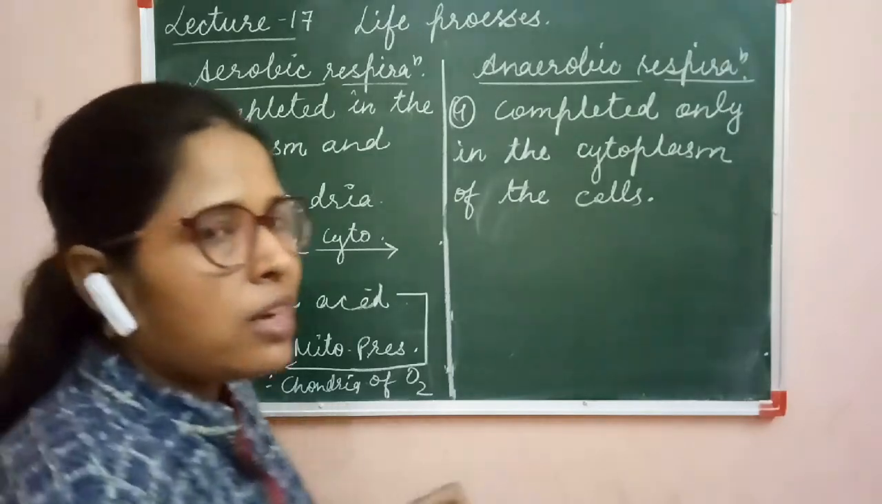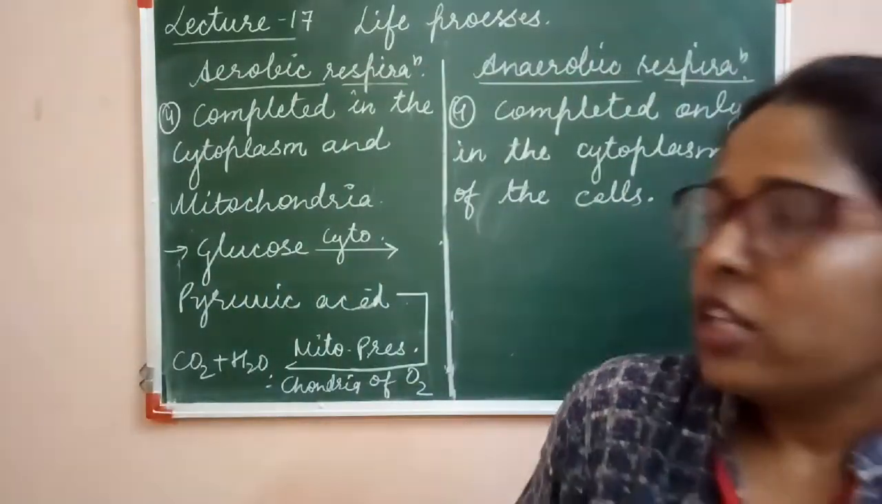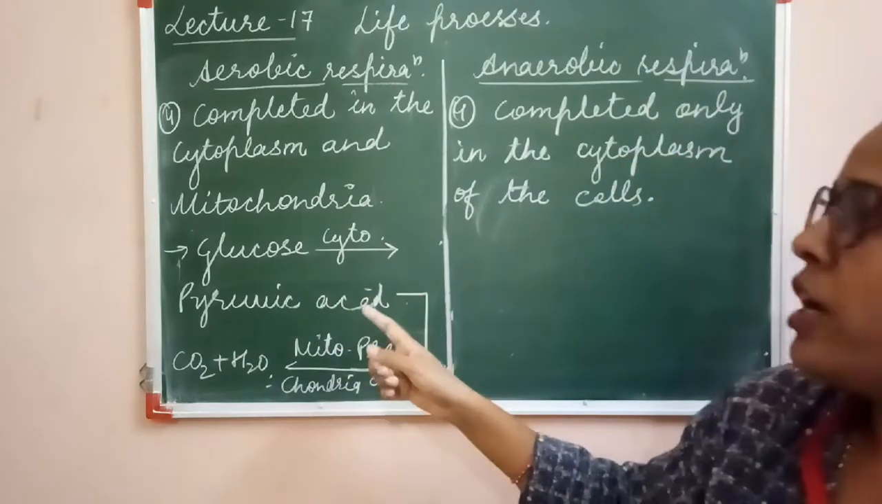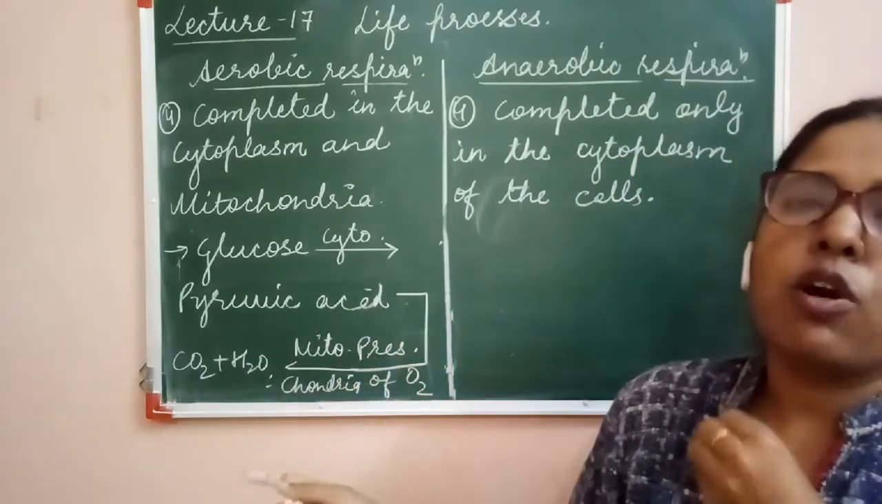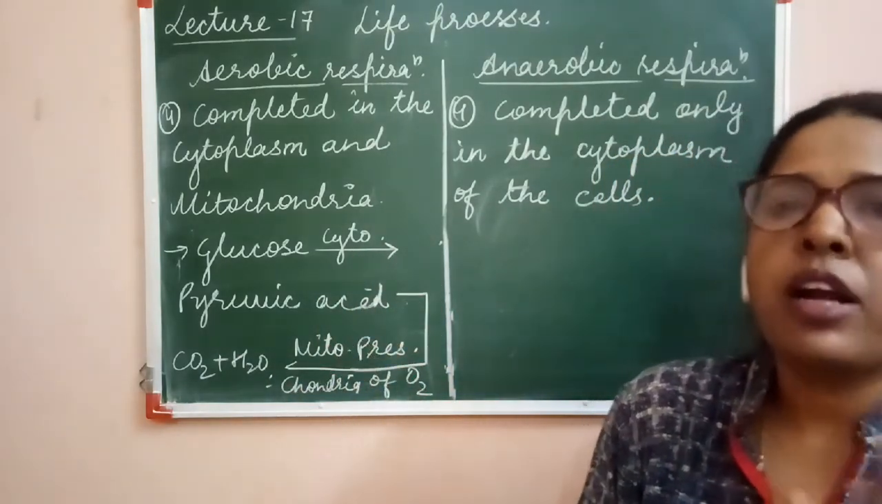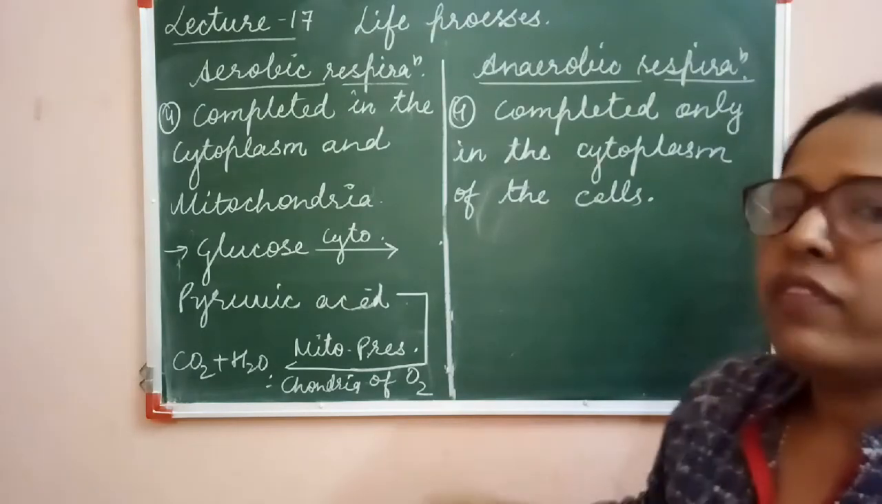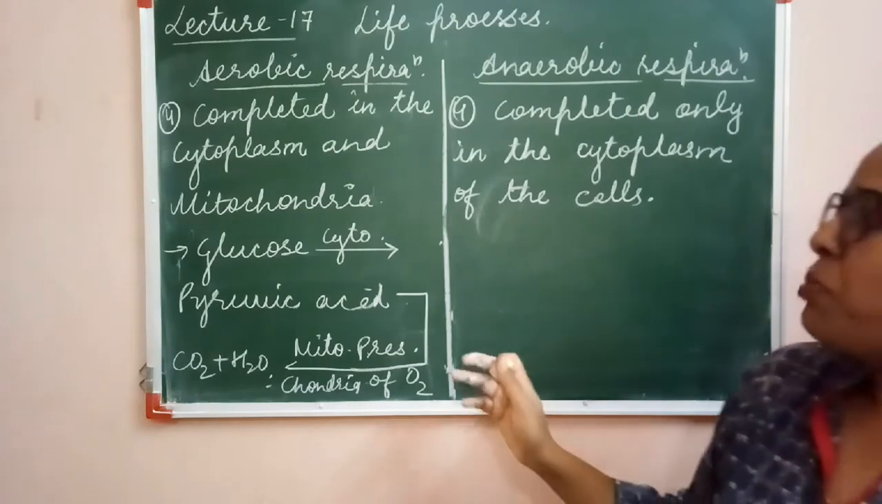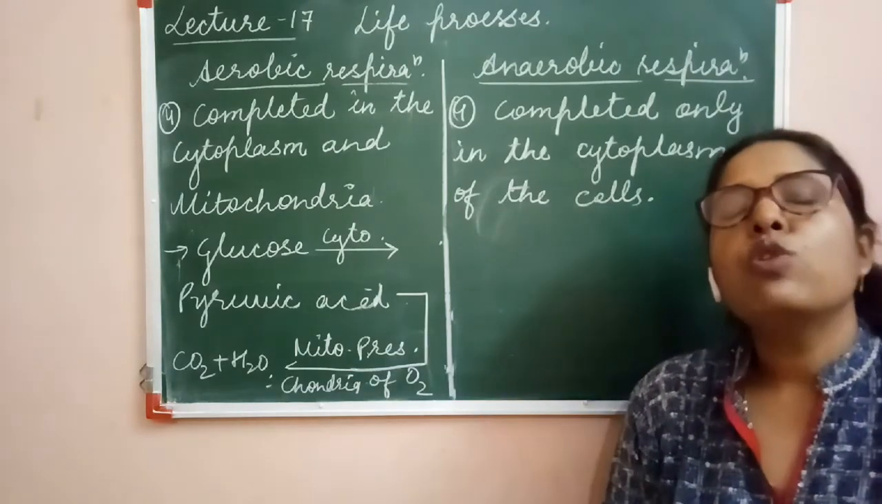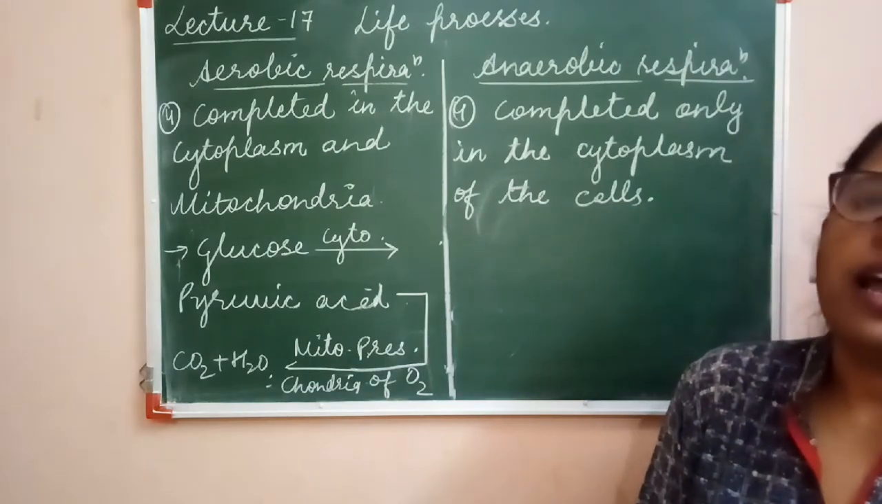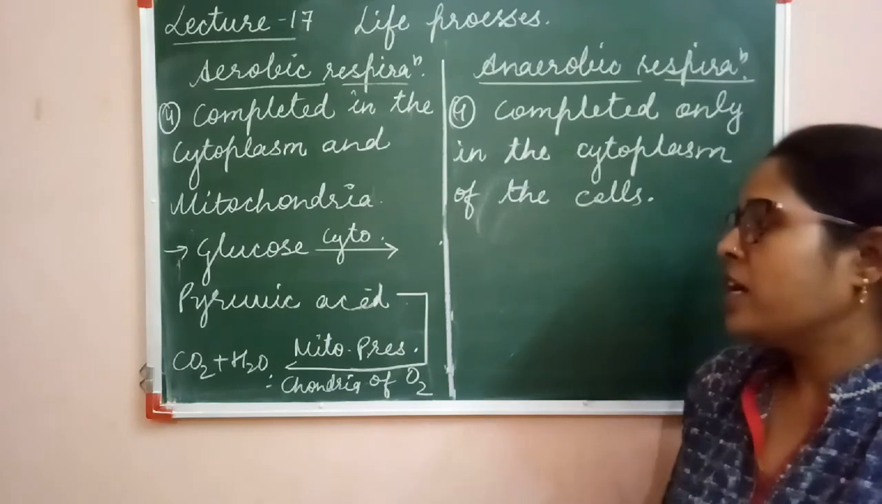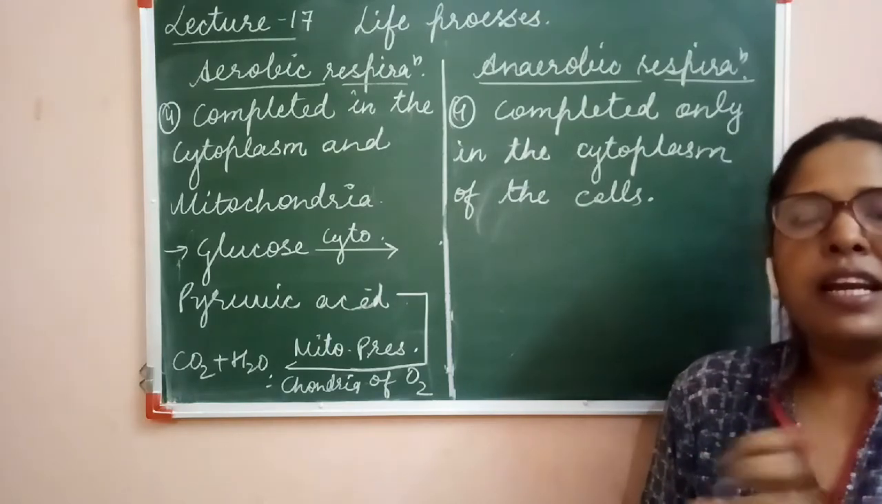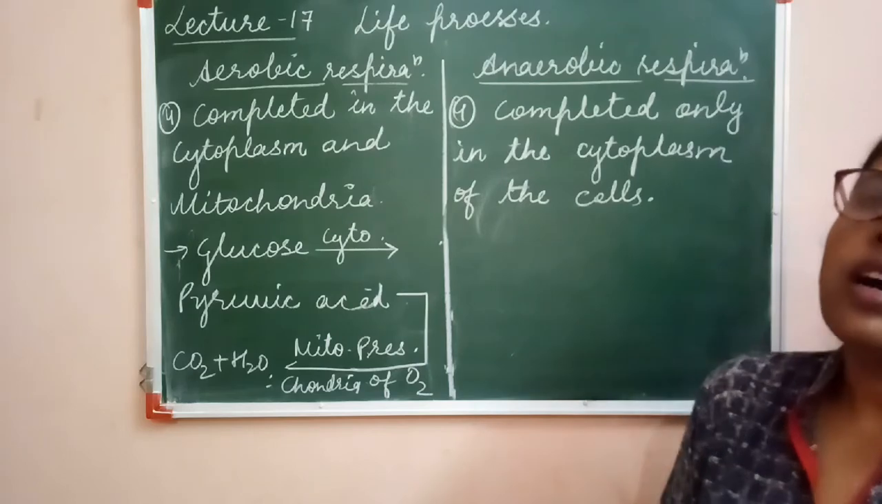So this is the process in which aerobic respiration is completed. The first step is glycolysis, in which the glucose breaks down into pyruvic acid, or pyruvate, which is a 3-carbon compound. And if oxygen is available in the organism's body, then this pyruvic acid will break down into carbon dioxide and the water molecule gets liberated. This process is completed in the mitochondria of the cell.